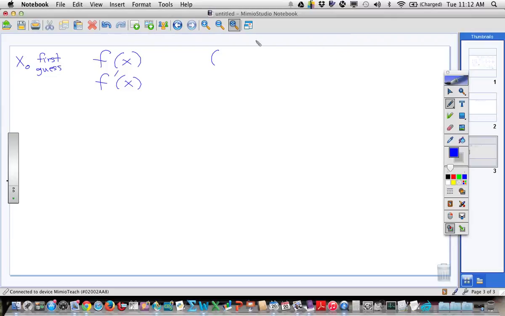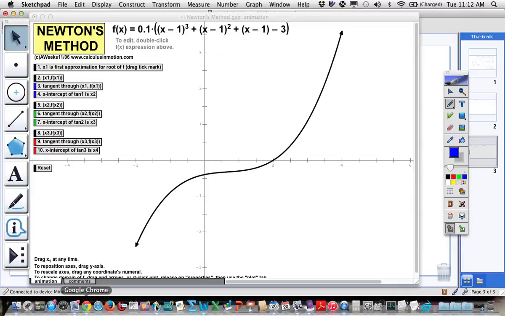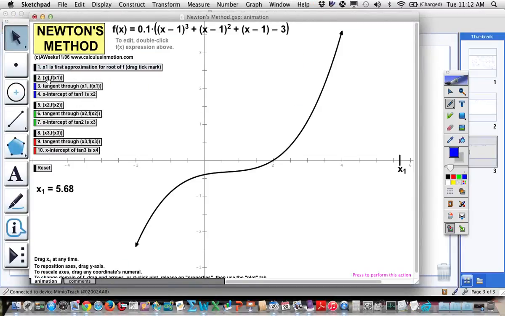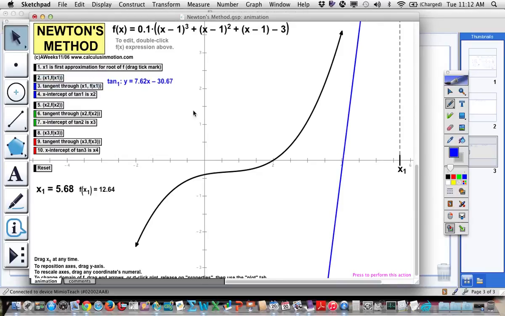So I plug it in, and I get f of x sub 0, right? Because that's the first thing we said we do. Come back to this. First thing we do, they called it x sub 1 here.